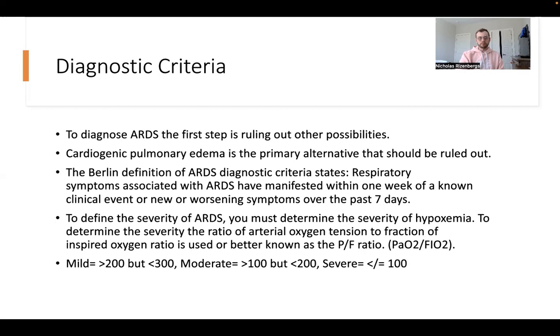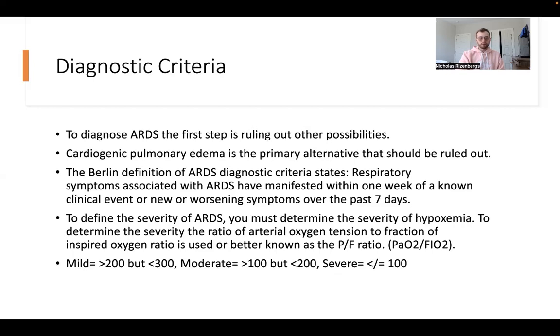The Berlin definition of ARDS diagnostic criteria states respiratory symptoms associated with ARDS have manifested within 1 week of a known clinical event or new or worsening symptoms over the last 7 days. To define the severity of ARDS, you must determine the severity of hypoxemia. To determine the severity, the ratio of arterial oxygen tension to the fraction of inspired oxygen is used, better known as the PF ratio, which is PaO2 divided by FiO2.